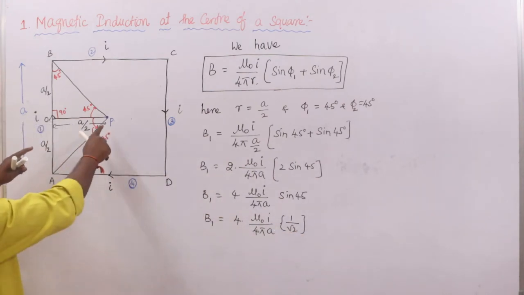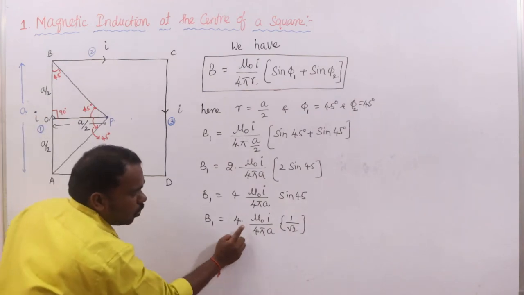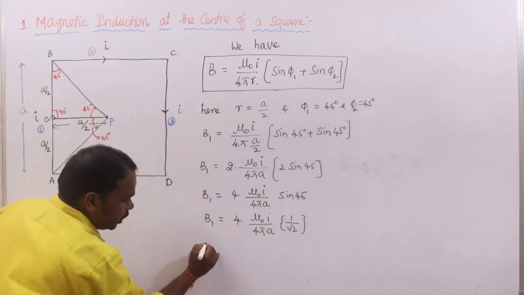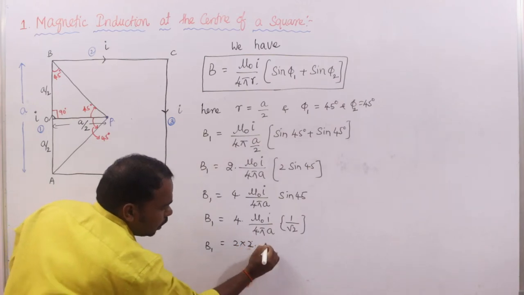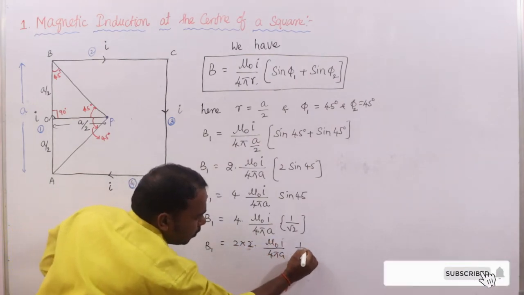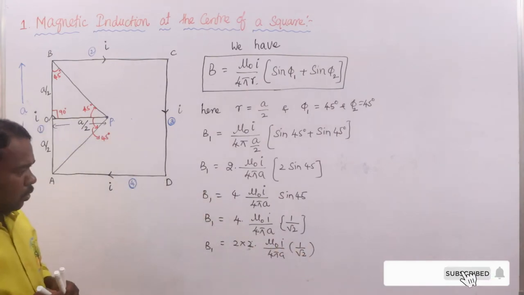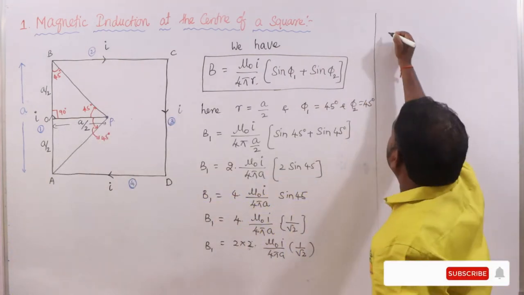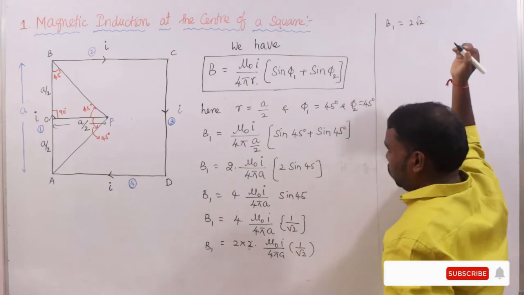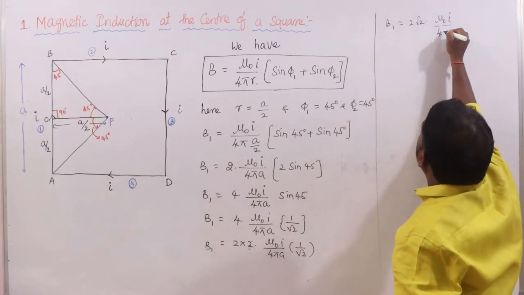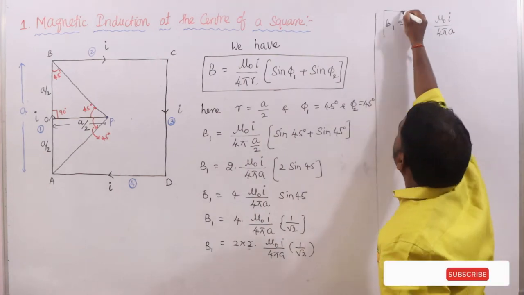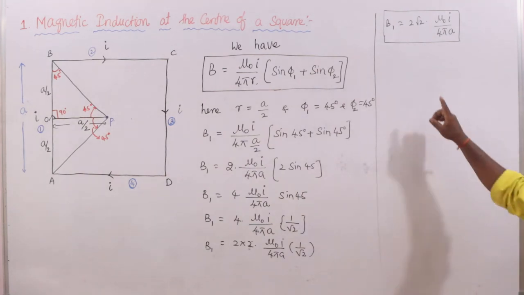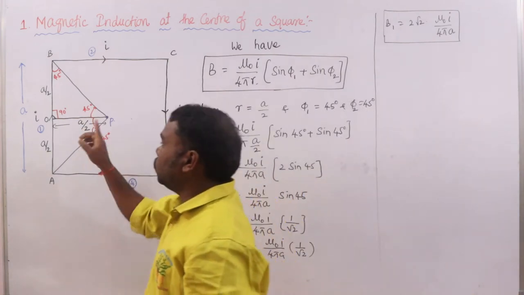So the magnetic induction at P due to the first conductor, B1, is equal to 4 into mu naught I by 4 pi A into 1 by root 2. Here 4 can be written as 2 into 2, so 2 into 2 into mu naught I by 4 pi A into 1 by root 2. Now root 2 and 2 get cancelled, and we get the equation finally: B1 is equal to 2 root 2 mu naught I by 4 pi A. B1 is the magnetic field induction due to the first conductor.